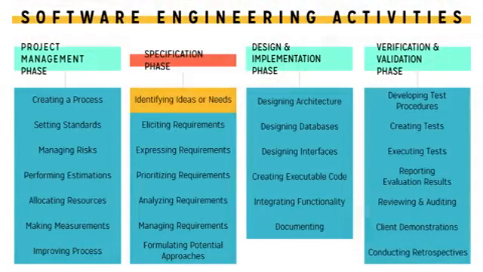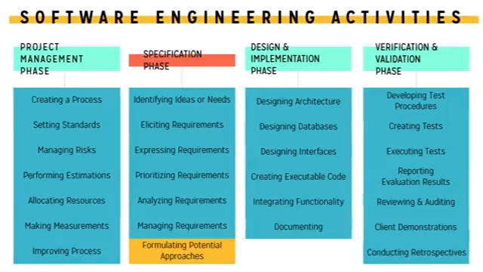The specification activities include identifying ideas or needs, eliciting requirements, expressing requirements, prioritizing requirements, analyzing requirements, managing requirements, and formulating potential approaches. Now let's take a closer look at some of these activities. Identifying ideas or needs is a very important activity in software development. Without an idea, there is no product to develop. Taking time to really think about the product will help to create great software.